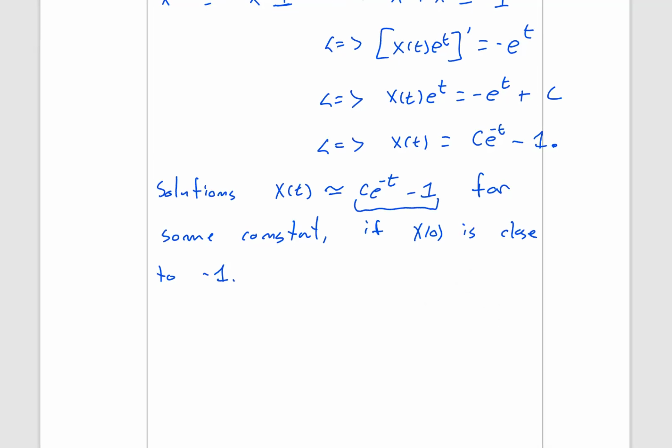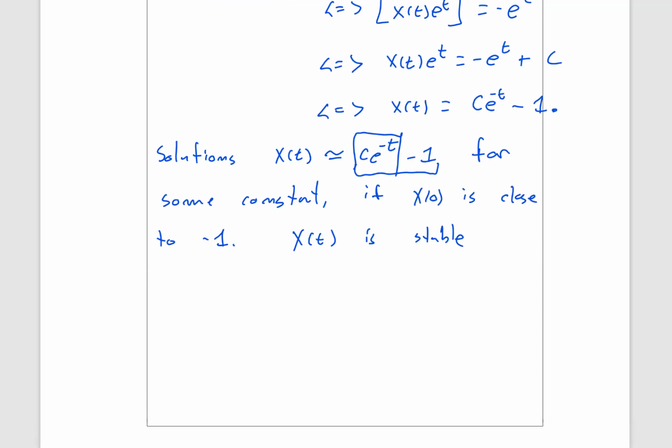And notice as t goes to infinity, c e to the minus t goes to 0. And so as t gets bigger and bigger and bigger, the solutions are getting closer and closer to minus 1. And so this means that x of t is stable.